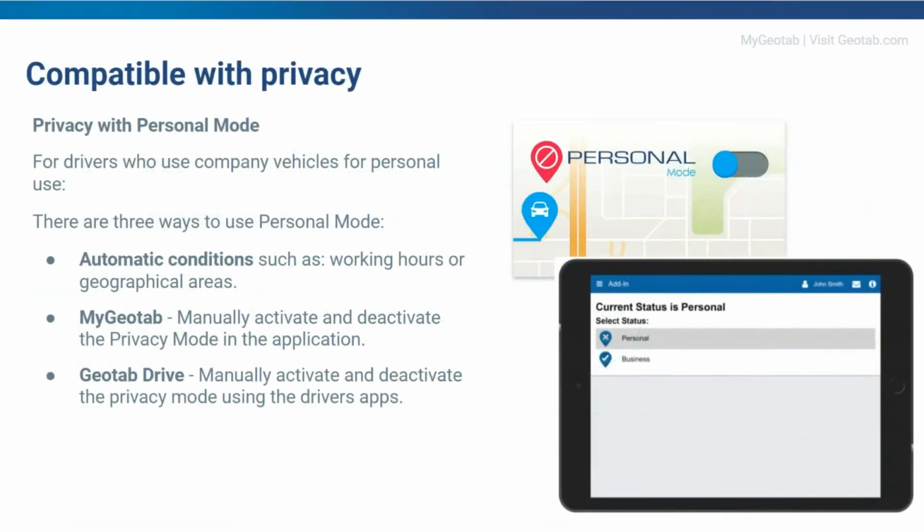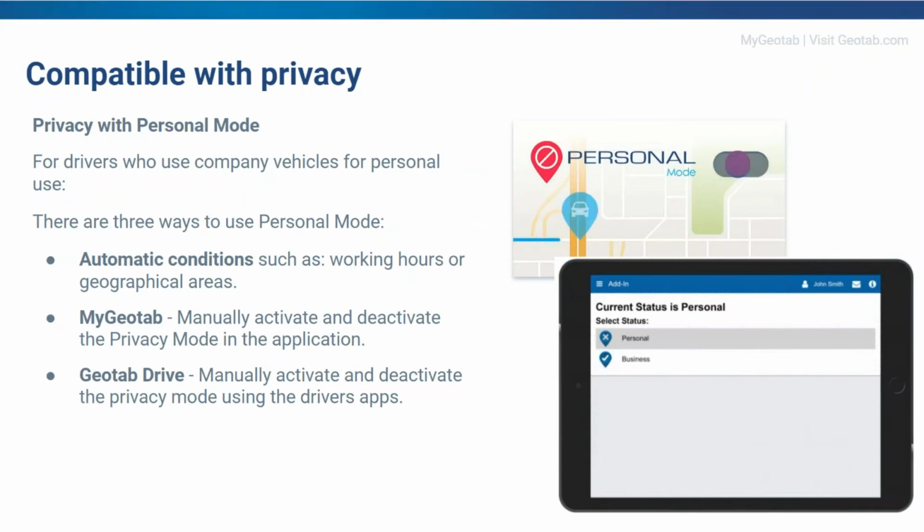Okay, this is all about the privacy and the personal mode, which is quite a sensitive topic, privacy. What we have here is drivers will always have the possibility to put their vehicle in personal mode. And the geolocation of speed and the data associated with that will not be recorded. So the geographical positioning, the speed of the vehicle is not displayed in personal mode.